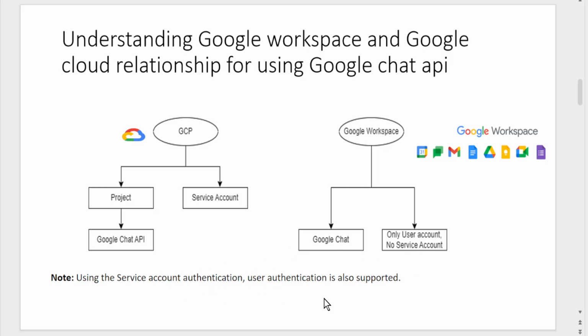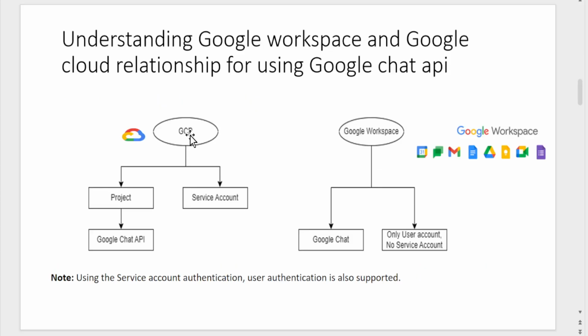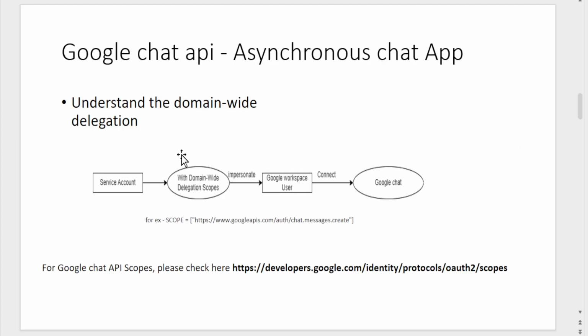For interactive chat app, we just need to enable the Google Chat API and attach the chat app code. This is triggered when a user messages the chat app, adds the app to a space, etc. But for asynchronous chat app, we need to authenticate with a service account and impersonate a Workspace user, then we are able to create the space, send message in space etc.